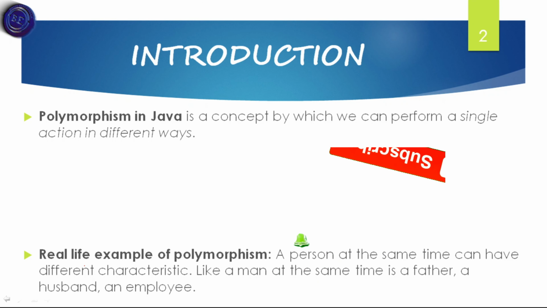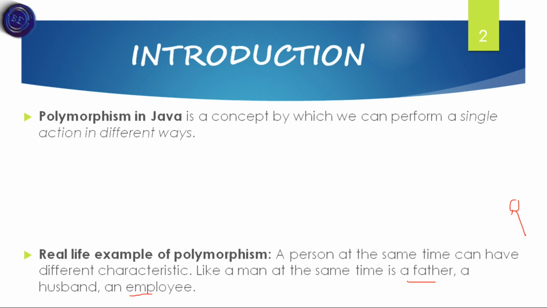So here is a real life example. A person has different characteristics: he acts as a father, he acts as a husband, and he acts as an employee in a company. So there is a single person but he is performing different tasks. This is a real life example of polymorphism.